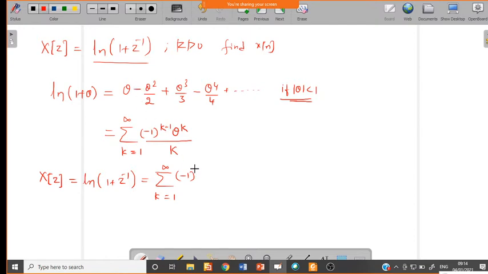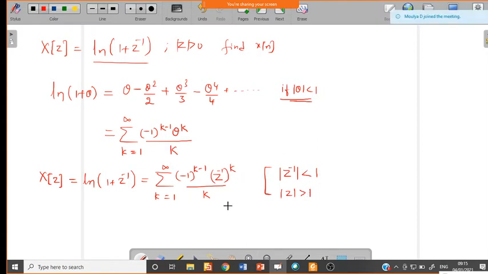So here it is k minus 1 and this is (-1) power k minus 1 into, so what is the value of theta here? Theta is z power minus 1 and this whole power k divided by k. So in the ln of 1 plus z inverse we can write like this. Now we have to specify what is theta, z inverse. In our case it is z inverse, which should be less than 1, or we can write it as 1 over z less than 1, or we can write z greater than 1. If you write like this, then we will get the simplified form of X of z.